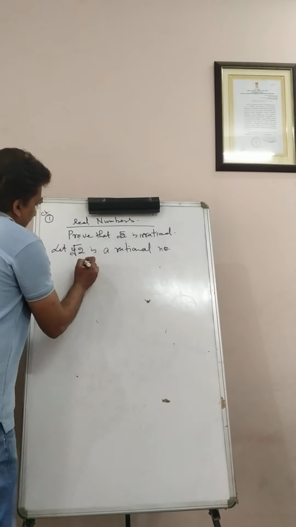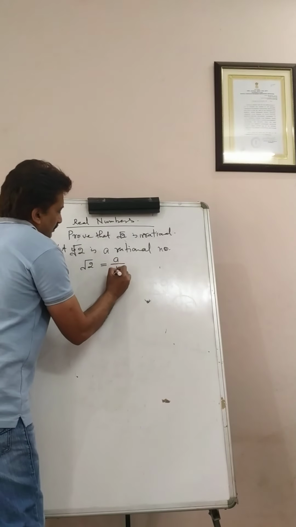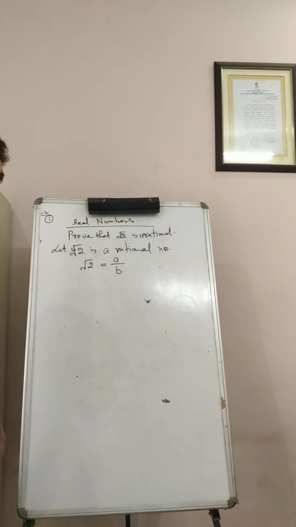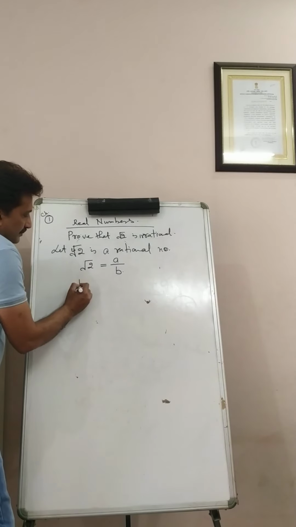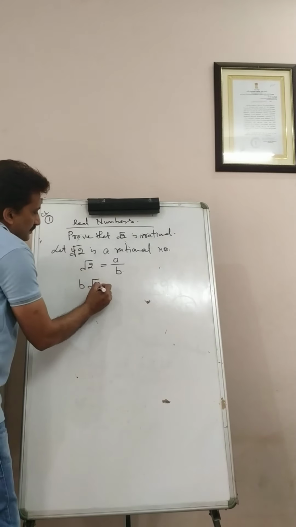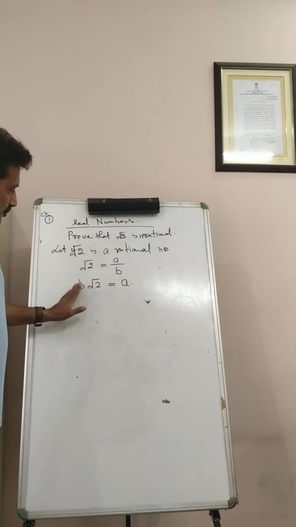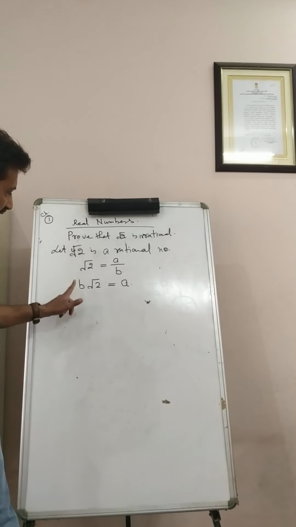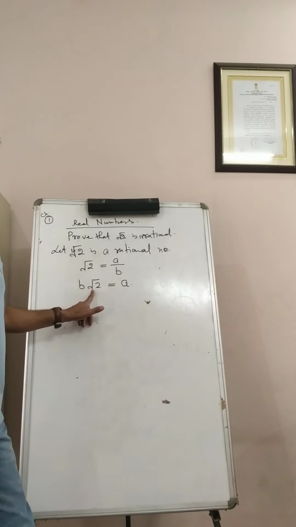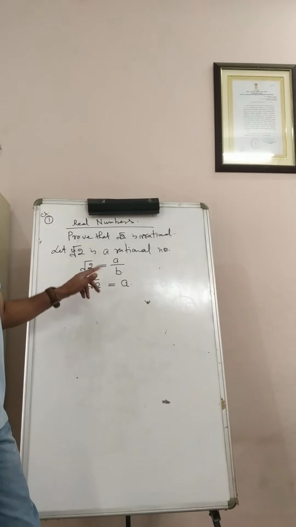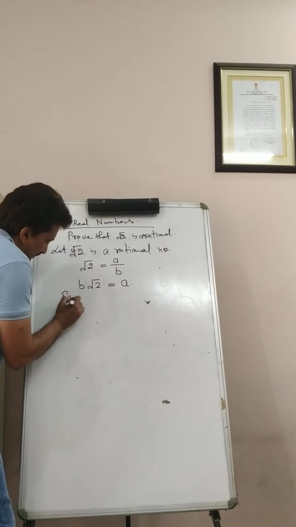Now you can write root 2 is equal to a by b. Now you are getting a fraction, so you can solve it somewhat. The first step will be b root 2 is equal to a. Everybody is aware? Now you have the integers b and a, and this is a third number. Now how do you remove this root? By squaring both sides.